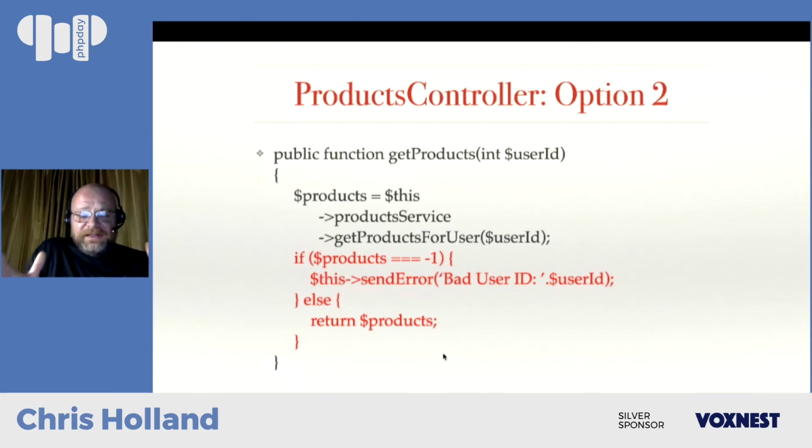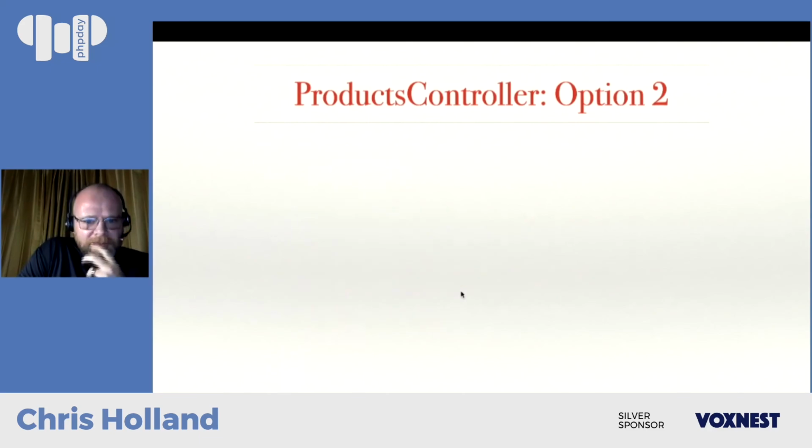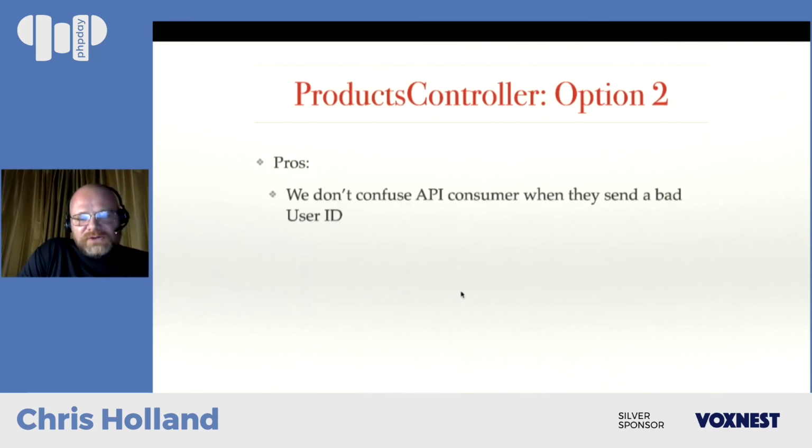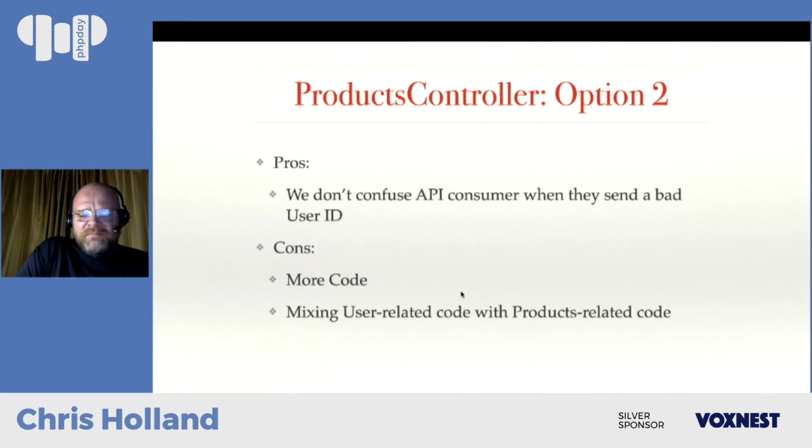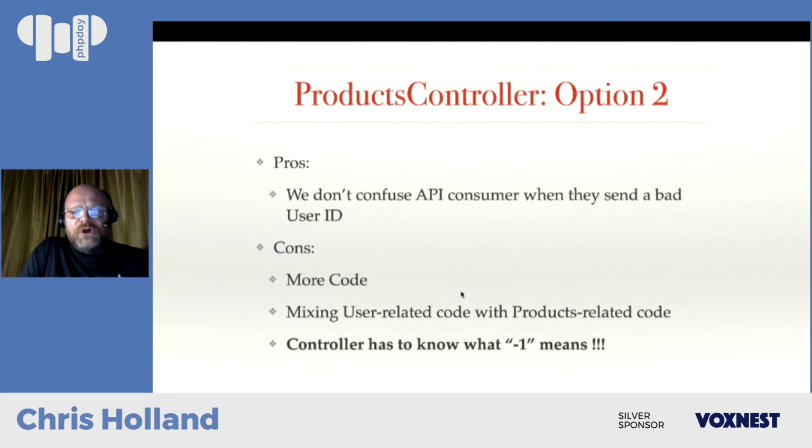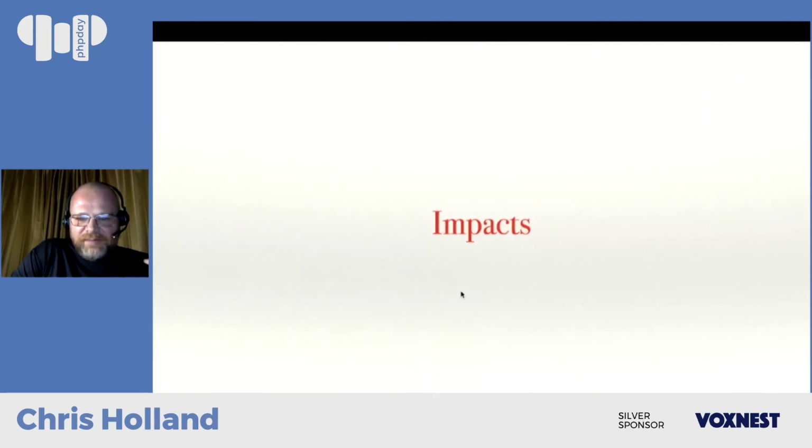So right away you can see this code smells, right? I'm testing for this integer -1 and I'm sending an error. It's just really weird. So the pros of option 2 is, yeah, okay, we don't confuse the API consumer when they send a bad user ID, because we tell them. But obviously the cons is that it's more code, and now we're mixing user-related code with products-related code, and the controller has to know what -1 means.